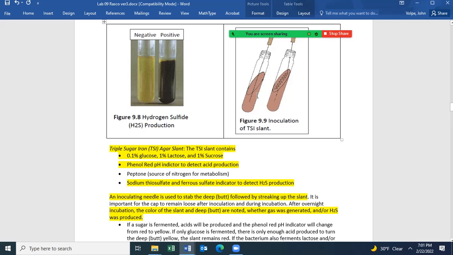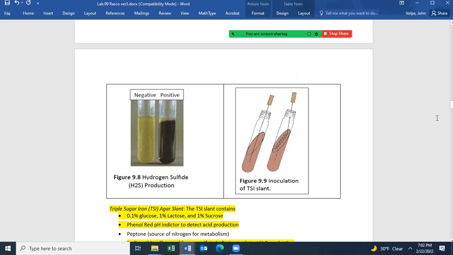It turns yellow with acid production. And if the sugar is fermented, it will turn yellow. It also has ferrous sulfate and sodium thiosulfate, which will turn brown if hydrogen sulfide is produced. You don't need to know that.